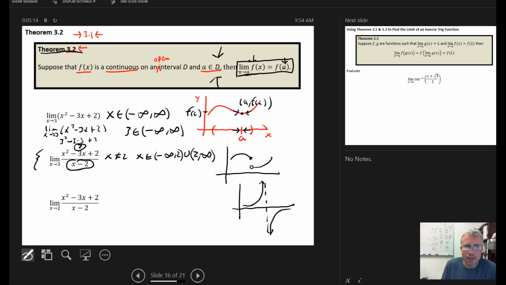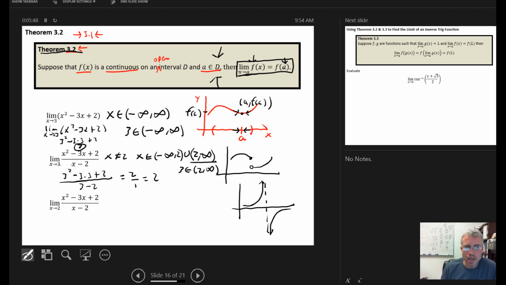And then it says, hey, find the limit as x goes to 3 of this rational function. What I want to notice is that the open interval from 2 to infinity includes 3. In other words, 3 is an element of this open interval over which my function is continuous. So to find this limit, all I need to do is plug 3 into the function. I get 3 squared minus 3 times 3 plus 2 all over 3 minus 2, which is just equal to 2 over 1, which is 2, which is what we got in a previous video.